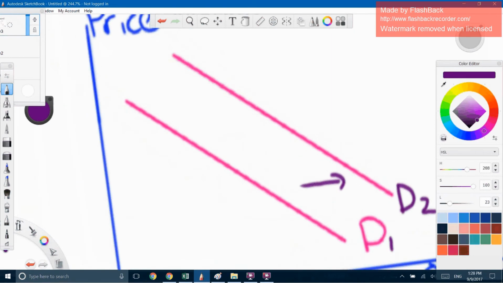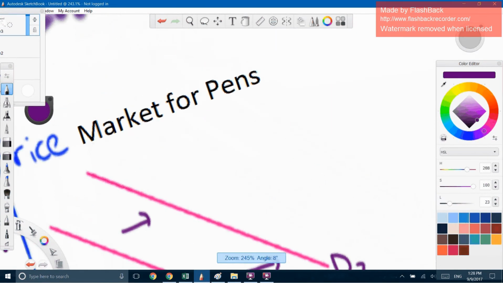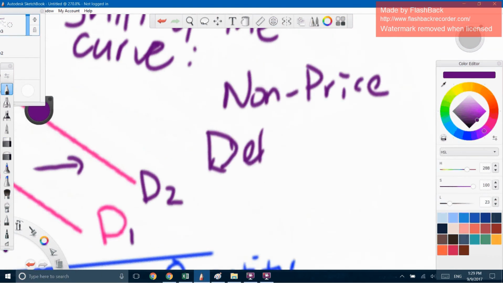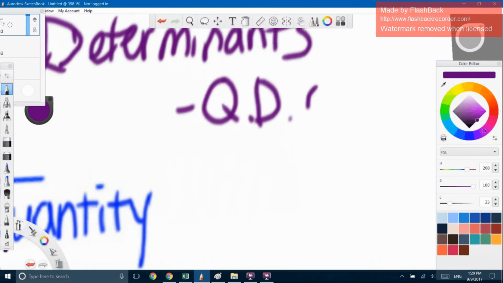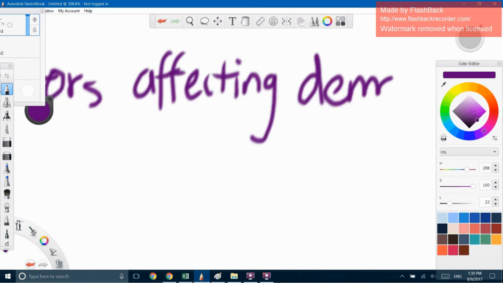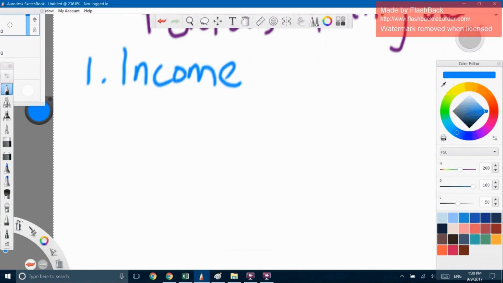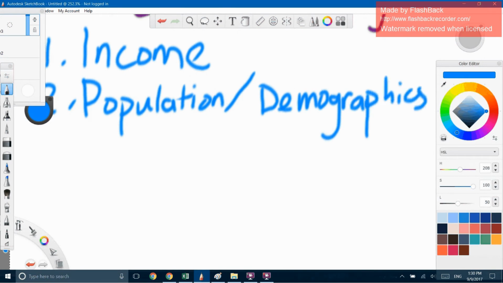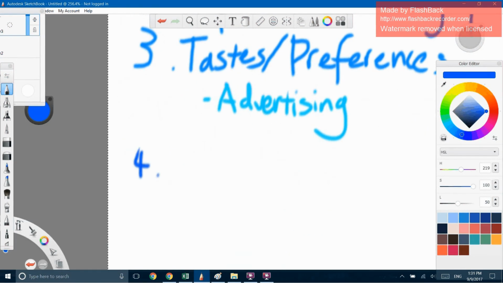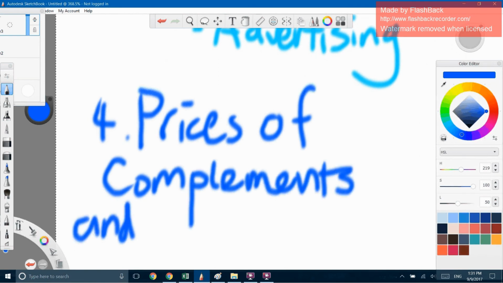So for example, this is a graph of demand increasing, so it shifts to the right. And these are caused by non-price determinants, and the quantity demanded changes at all prices. So what are these non-price determinants that affect demand? There's income, population and demographics, taste and preferences, which includes advertising, and there's the prices of complementary and substitute goods.